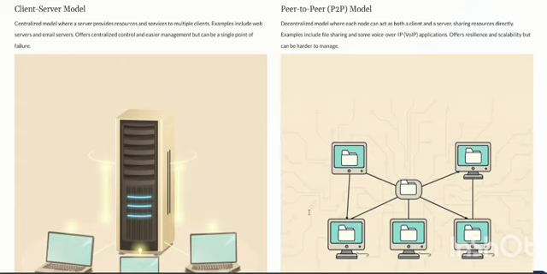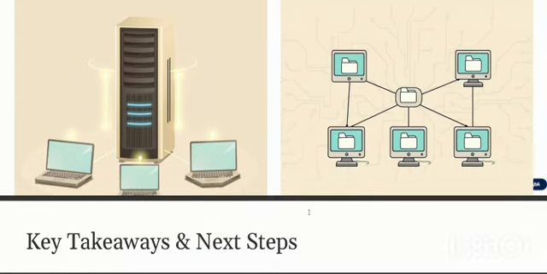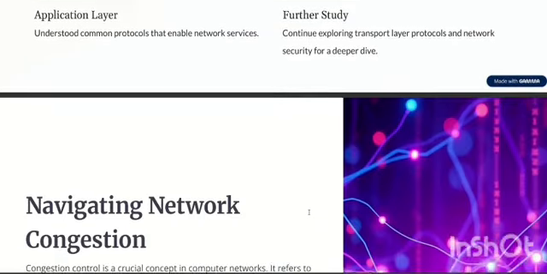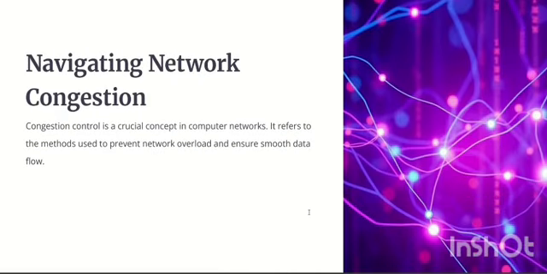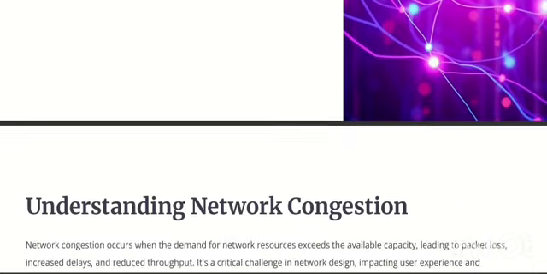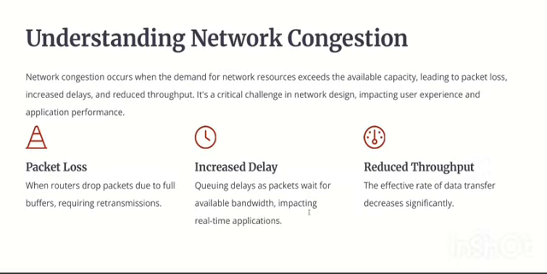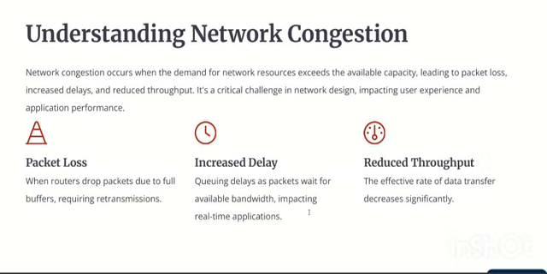And understanding network congestion. Network congestion occurs when data traffic exceeds the network capacity, leading to packet loss and delays. Efficient congestion management is vital for stable communication. This is for understanding network congestion.